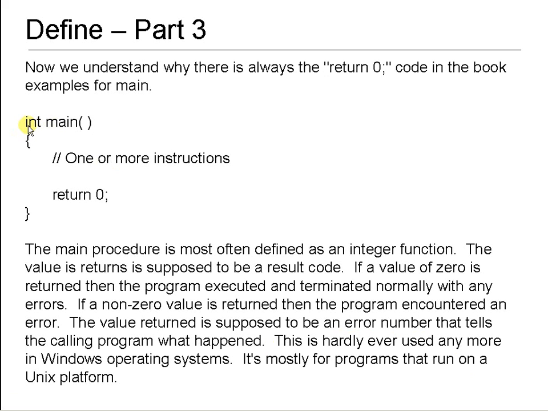So you can see main is defined as an int, so it's an integer function, and they always put return 0 because you must return something. This value returned is supposed to be a result code. If a value of 0 is returned, then the program executed and terminated normally without any errors. If a non-zero value is returned, then the program encountered an error. The value returned is supposed to be an error number that tells the calling program what happened. This is hardly ever used anymore in a Windows operating system. It's mostly used for programs that run on a Unix platform.